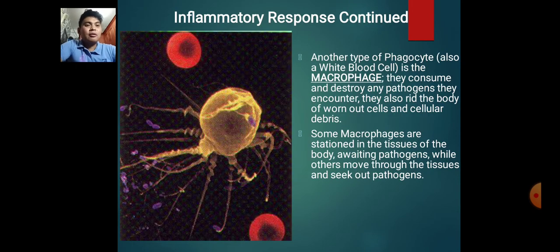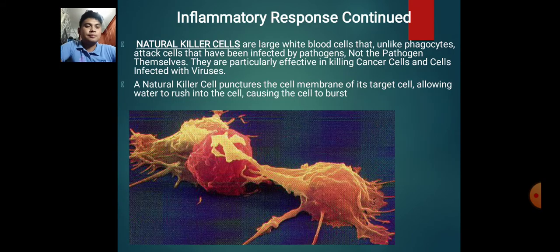Another type of phagocyte, also a white blood cell, is the macrophage. They consume and destroy any pathogens they encounter. They also rid the body of worn out cells and cellular debris. Some macrophages are stationed in the tissue of the body, awaiting pathogens, while others move throughout the tissues and seek out pathogens. Yan po.